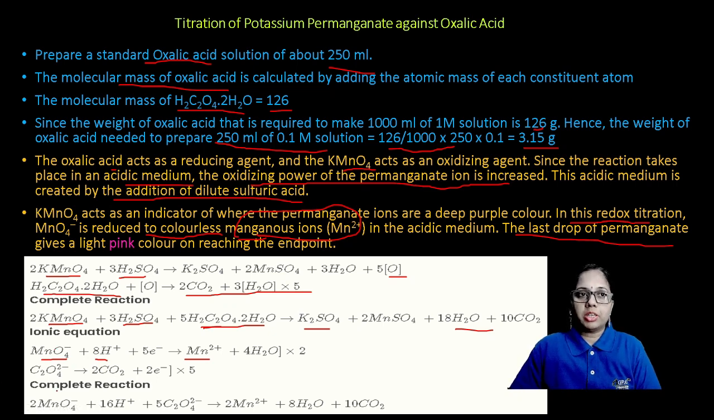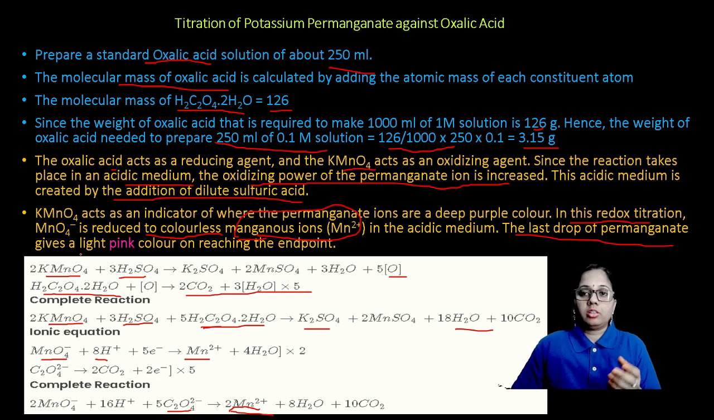So finally the complete reaction is: permanganate ions undergo reduction, accepting hydrogen, and the oxalate ions give manganese ions, water and CO2. So finally, due to the manganese ions only, you are going to see the pink color.